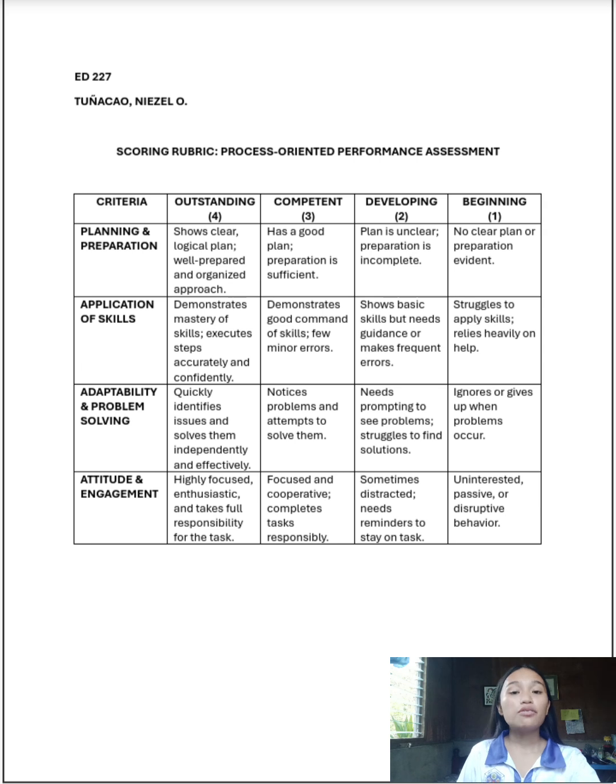And lastly, for our criteria is the attitude and engagement. So finally, in this area, we assess their work ethic. It also answers the questions: are they focused? Are they responsible? And are they involved in the learning process?